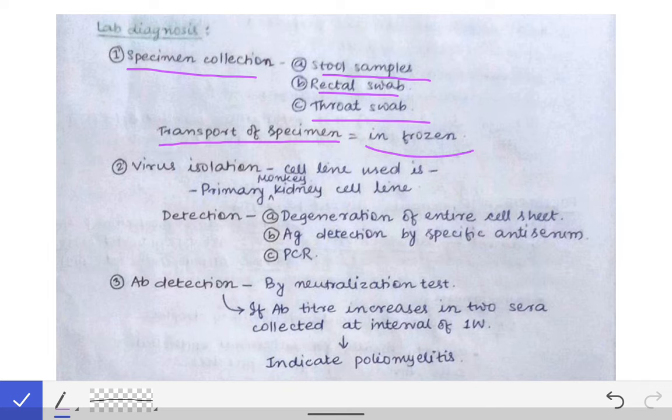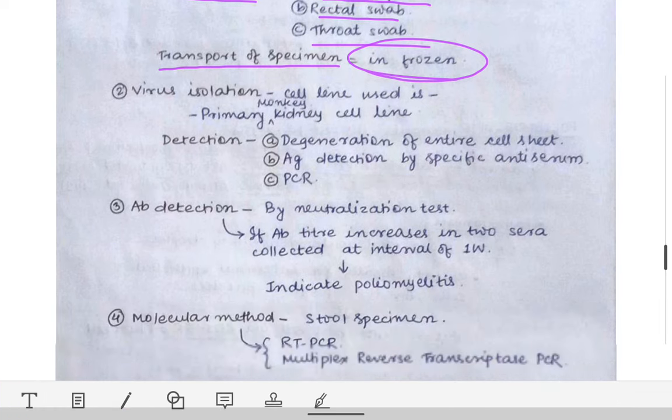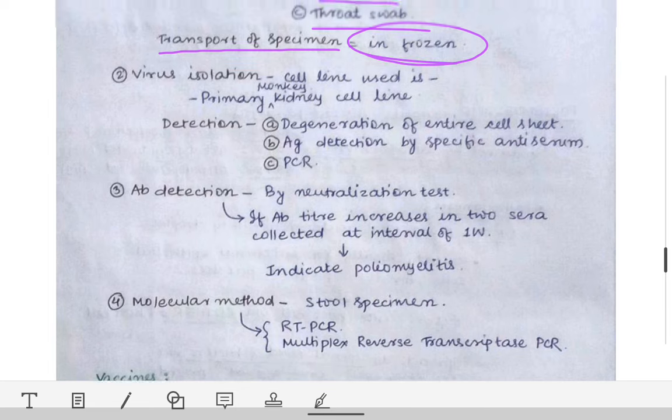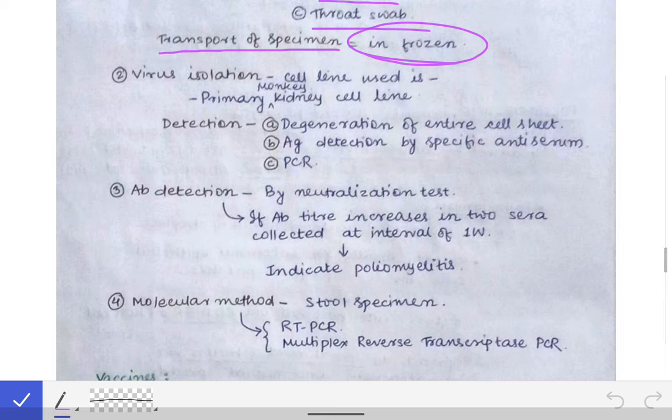How do we transport the specimens? Specimens are transported in the frozen state. Then we have to do the virus isolation. For any virus isolation, we know that we have to choose a cell line. The preferred cell line in case of poliovirus isolation is the primary monkey kidney cell line.